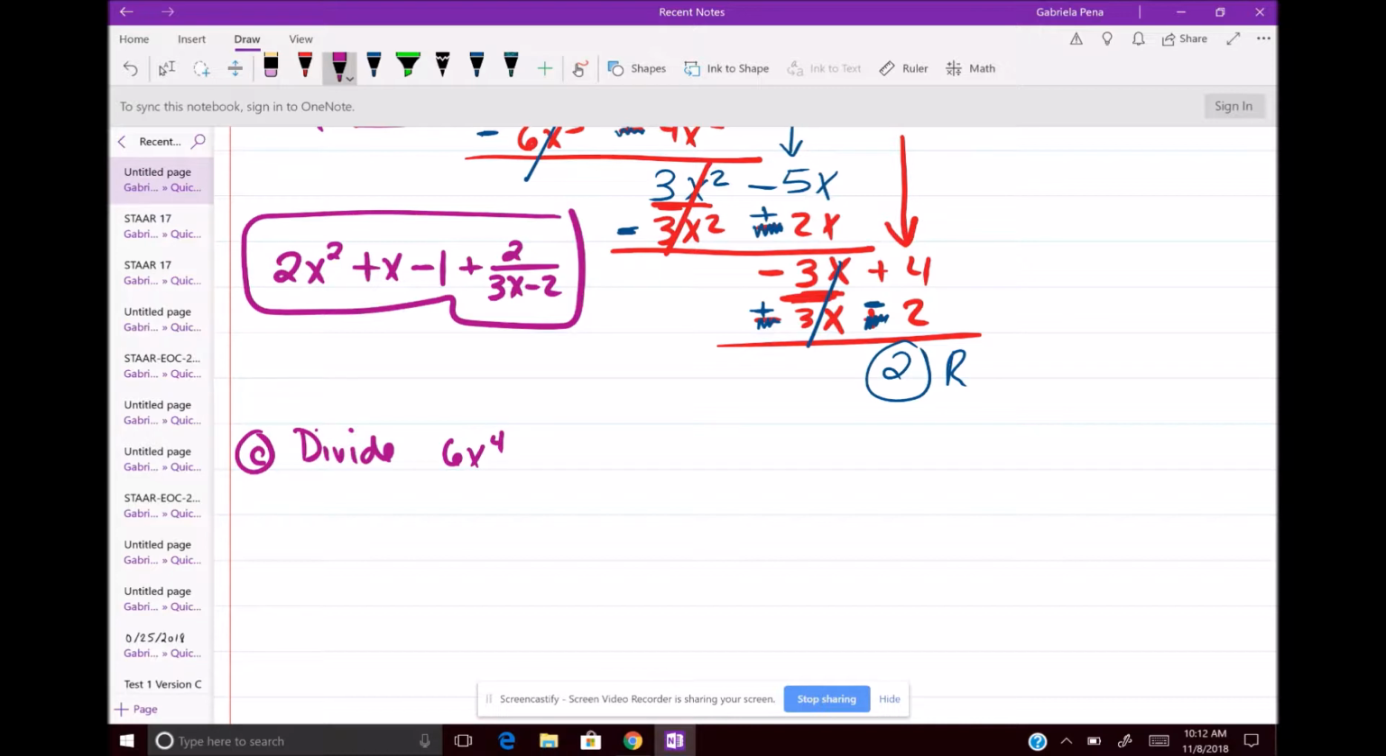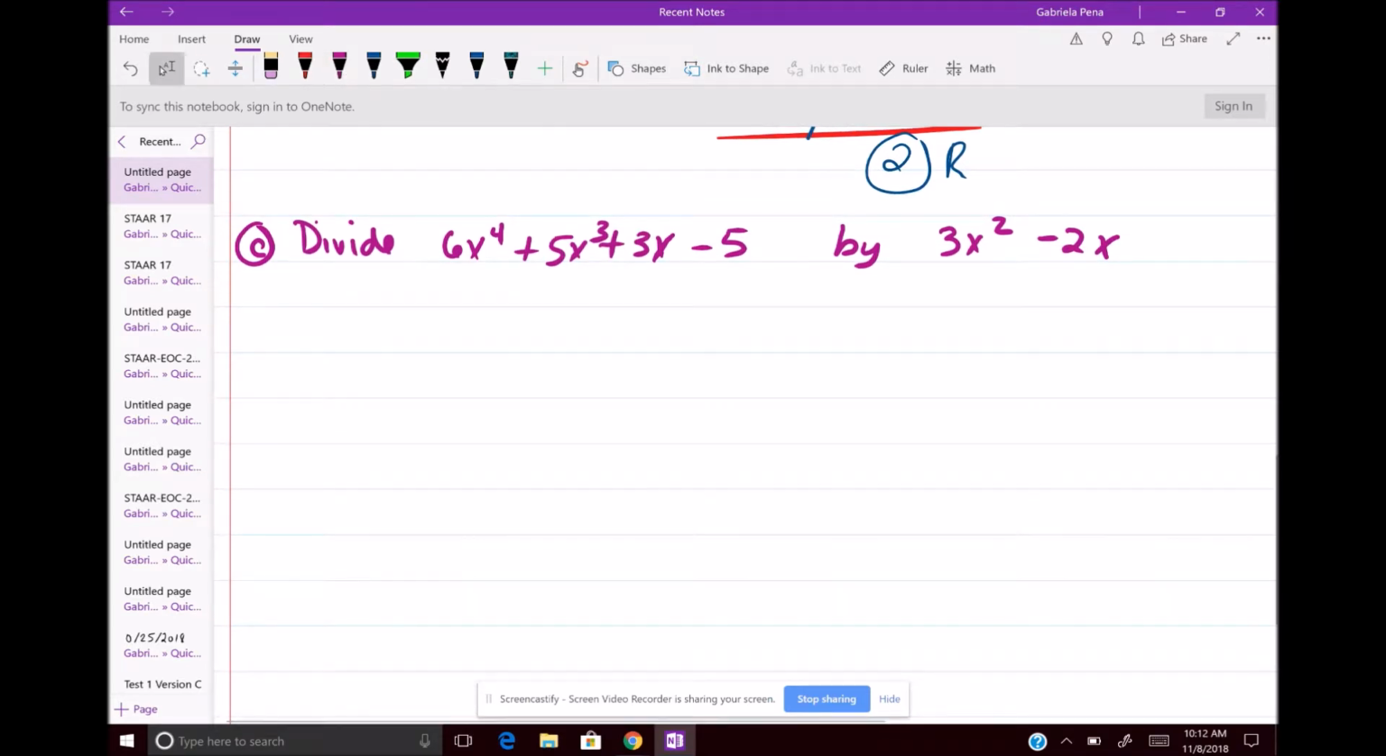So for problem C, it's going to say divide 6x to the 4th plus 5x cubed plus 3x minus 5 by 3x squared minus 2x. So when I write out the division problem for this one, we're going to have to be careful. Why? Are all your degrees in order over there? Yeah. We have to the 4th, we have to the 3rd, but is there a to the square? No. But we're going to have to put it to the square.